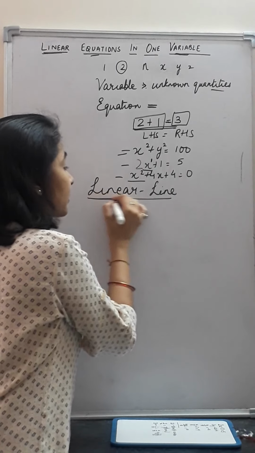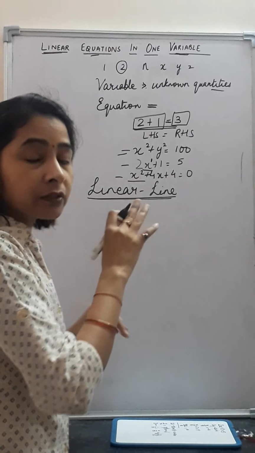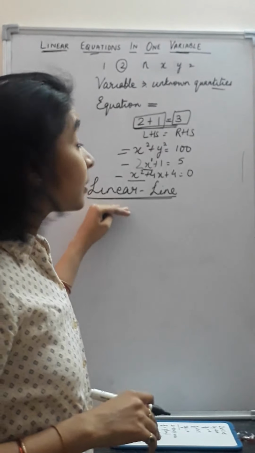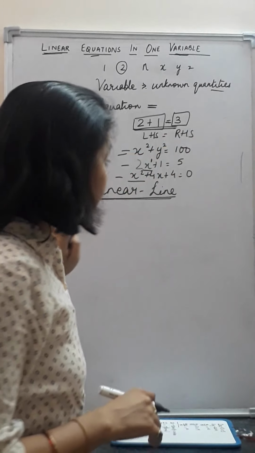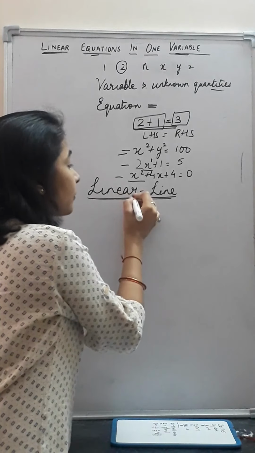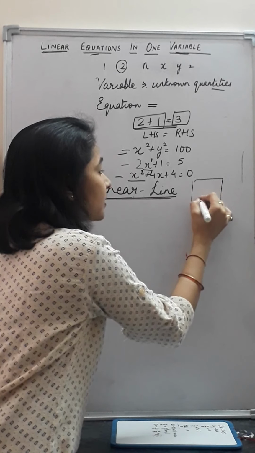Now I hope you understand the meaning of the words linear equation. Linear equations are those equations which have the power of the variable as 1, not more than that. One more thing regarding linear equations: when we draw the graph of a linear equation, it always comes out as a straight line.